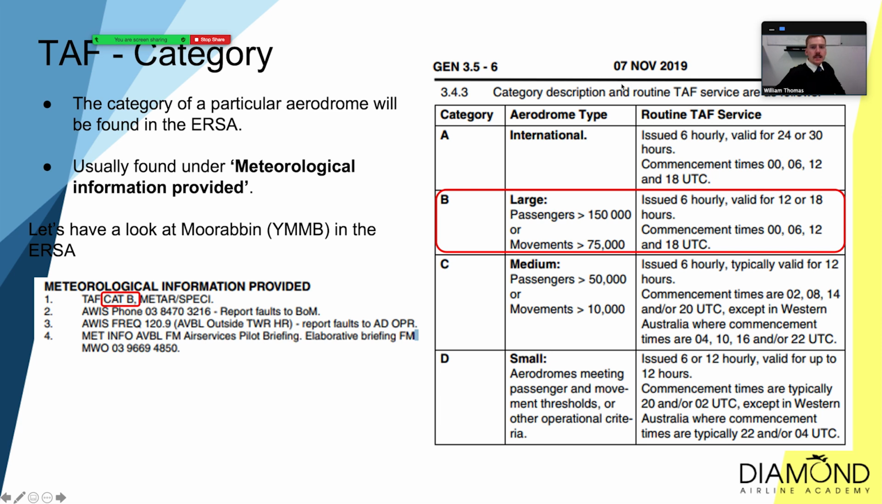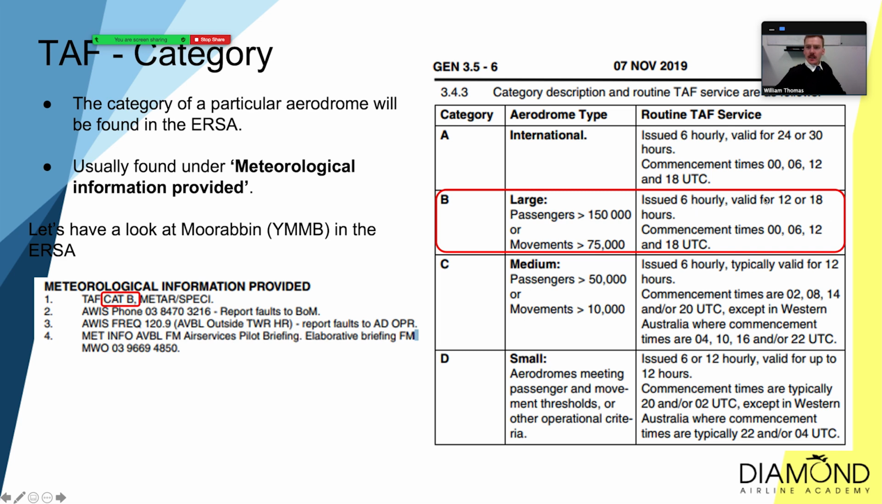type. TAF categories. All right, we can find this in, again, AIP General Section 3.5. Let's have a look at Moorabbin's TAF. So Moorabbin's TAF is Category B. Category B is for large aerodromes, passengers greater than 1,500 or movements greater than 75,000, and that's yearly.